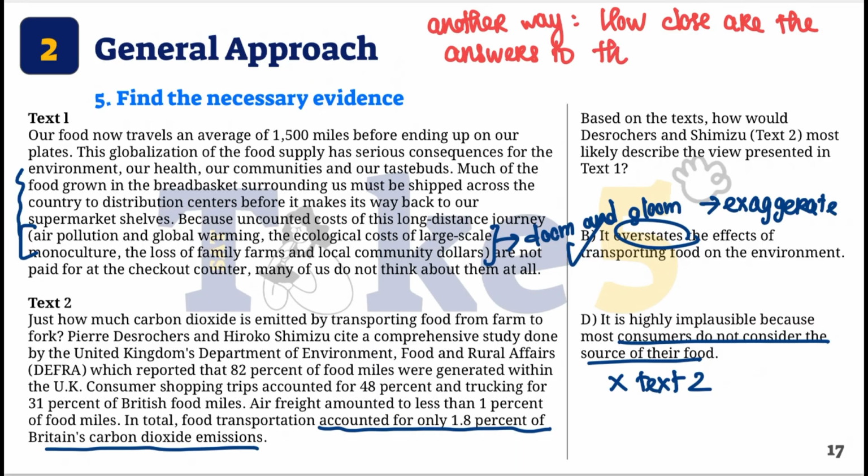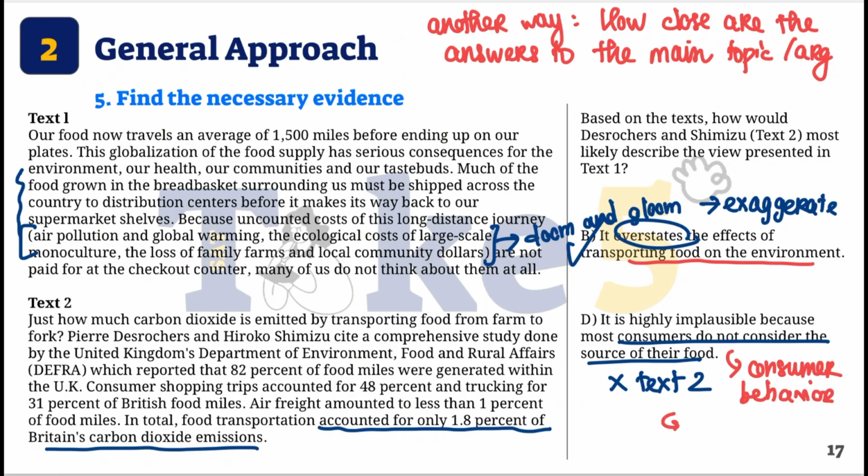Another way you can quickly solve this question is checking how close the answers are to the main topic and main argument. B is pretty spot on for staying close to the main topic and main arguments of the two texts, the impact of transporting food on the environment. But look at D. It's actually about consumer behavior, nothing about the environment. So this is completely off topic. So you can see that this 5-step framework helps you work through this question in the shortest amount of time without the need to carefully read through all the answers.